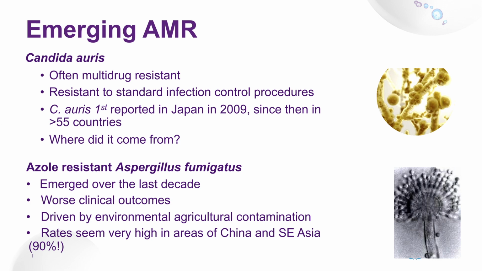We've also had a Cook's tour about azole-resistant Aspergillus fumigatus, which has emerged over the last decade and which has been associated with worse clinical outcomes. And this is an important pathogen because resistance is driven perhaps by environmental and agricultural factors, such as the use of azoles in soils. And the rates of azole-resistant A. fumigatus seem to be very high, particularly in areas of China and Southeast Asia, up to 90% in some of the studies I've read. That's incredibly high.